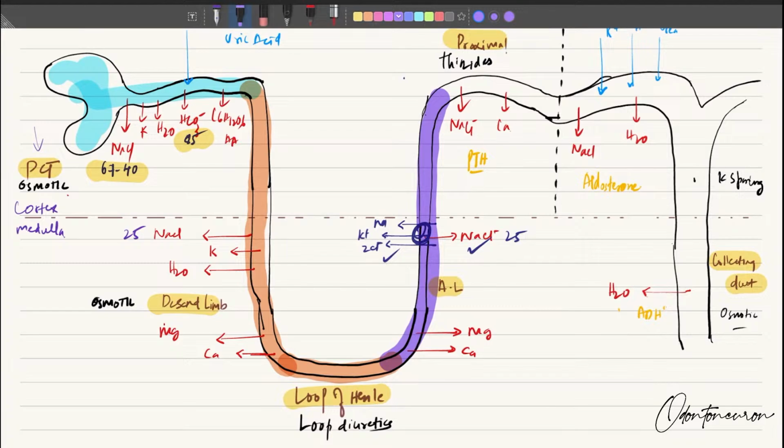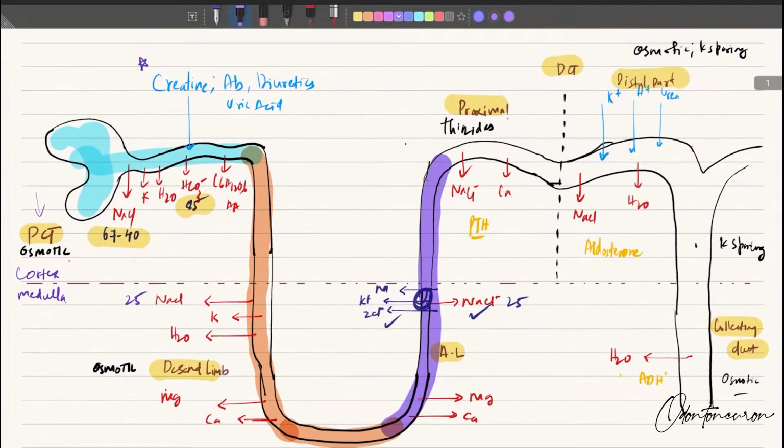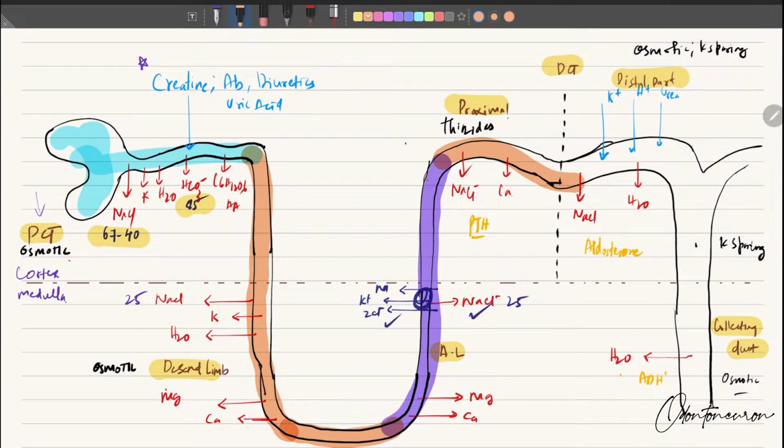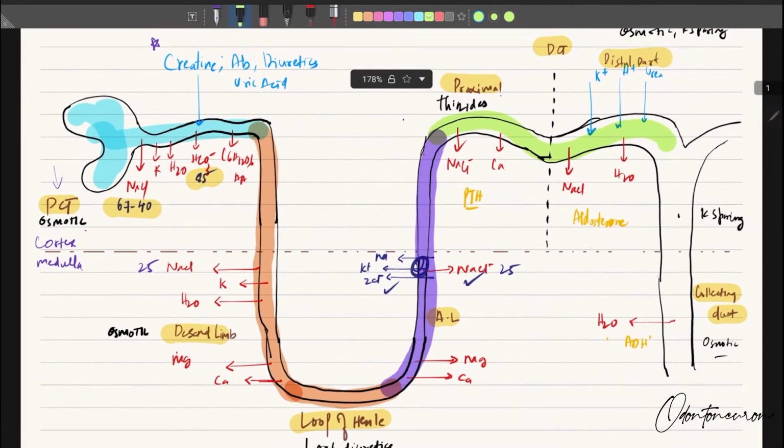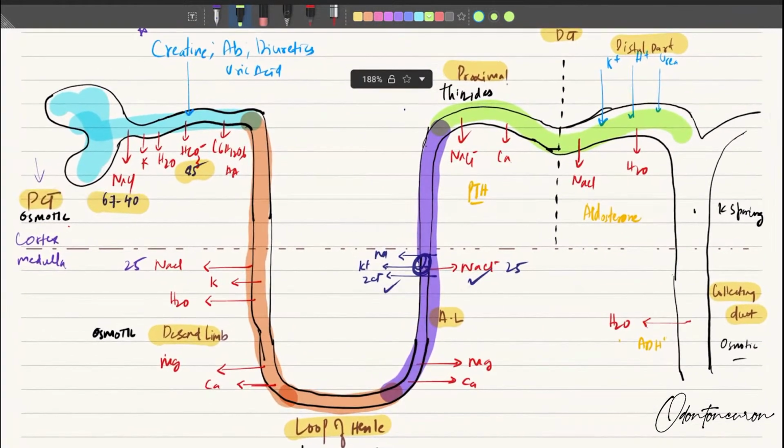From the ascending limb, it's ascending up, right? Once it ascends up, this is your distal. Let me change the color. This is your distal convoluted tubule, right? Now, this distal convoluted tubule can be divided into two parts. One is a proximal part, another is a distal part, which you see here. Your proximal part reabsorbs your sodium chloride and your calcium, and your distal part reabsorbs again your sodium chloride and water. So this is what reabsorption is.